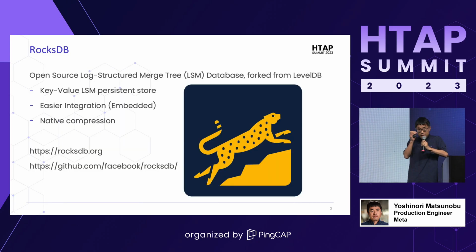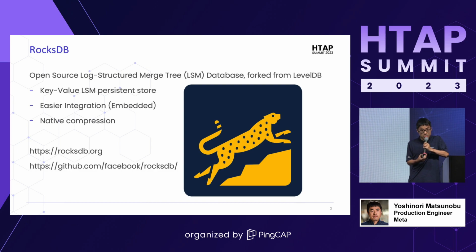So what is RocksDB? RocksDB is an open source log structured merge tree, an LSM tree database. It was originally created by Google as LevelDB, which was more intended for front-end use cases. And we forked that to use for database backends. It's a library, written in C++, and it's pretty easy to integrate.